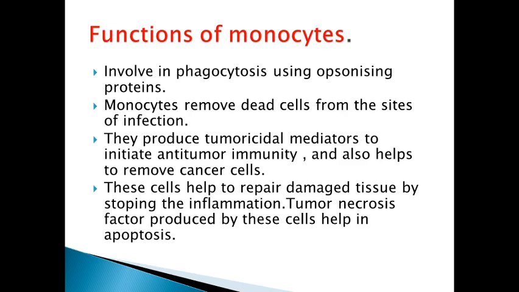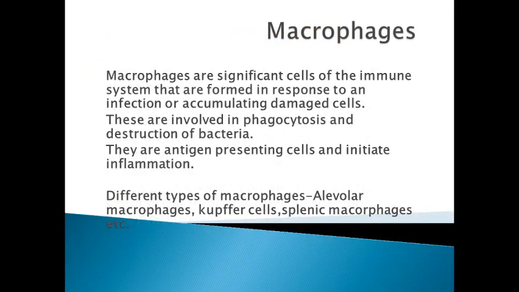Inflammation means swelling. Tumor necrosis factor, TNF, produced by this cell helps in apoptosis. Apoptosis means programmed cell death, automatic cell death. So TNF or tumor necrosis factor also helps in apoptosis. That is one of the functions of the monocyte.